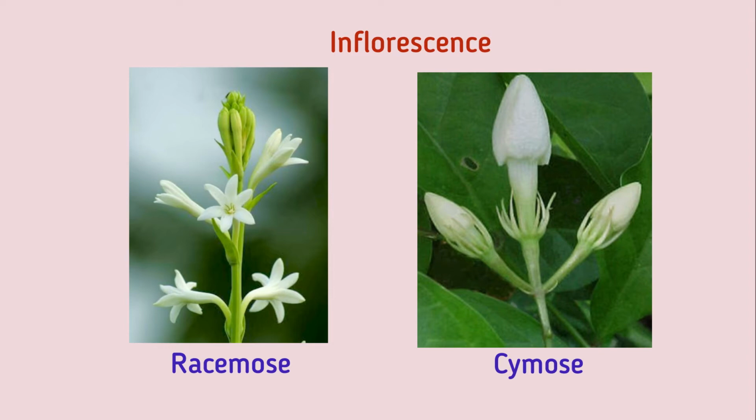In case of racemose, younger flowers are present at the top while older flowers are arranged at the base of the inflorescence. It continues to grow. On the other hand, when younger flowers are present at the base and older flowers at the top, it's called cymose type. It has limited growth.